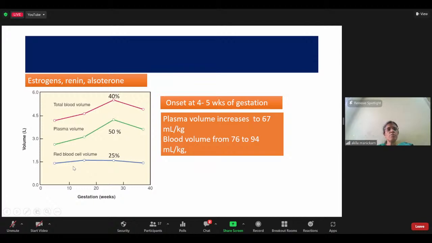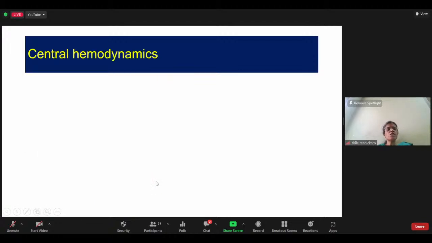It follows a mediocre pattern where the ultimate increase is only 25%. This is the reason why a person who's having 12.5 or 13 grams per deciliter of hemoglobin to start with will have some amount of decrease in hemoglobin during your first and second trimester, which is often referred to as physiological anemia of pregnancy.